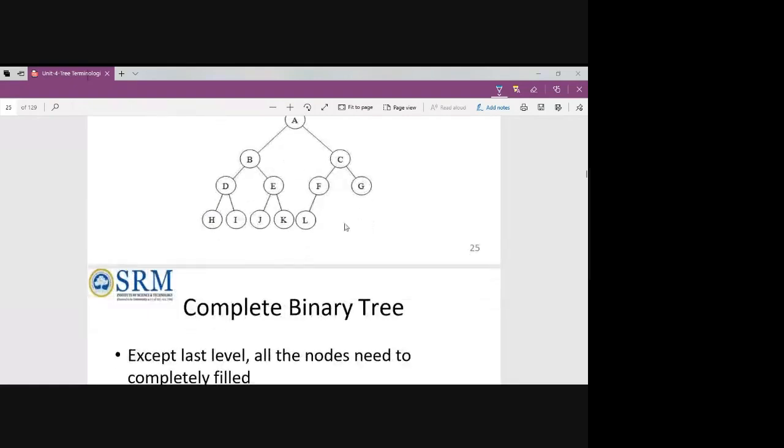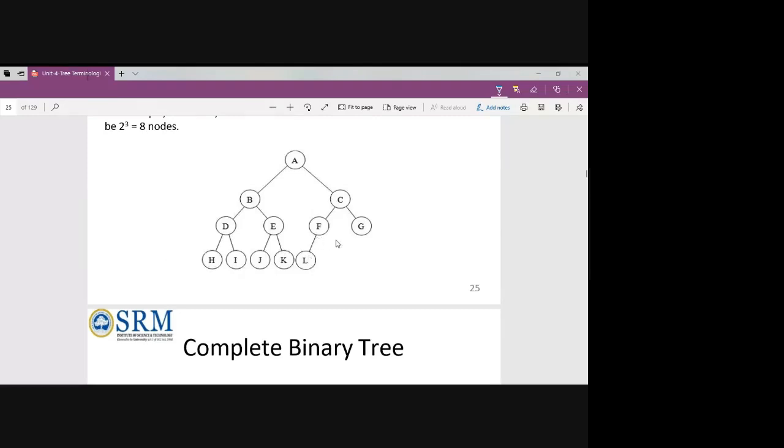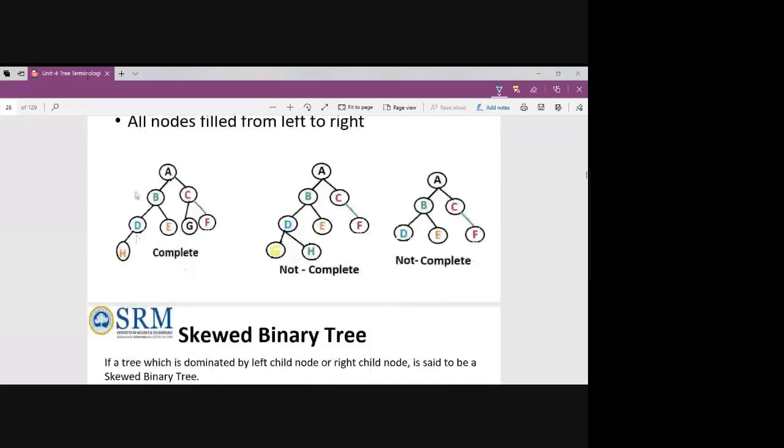But in a complete binary tree it can be like this. It should have two children, or else any one it can have. Either this also is allowed, but if all are in the same level, then it will be a full binary tree. All the nodes, except the last level, need to be completely filled. So this is complete. This is not complete, and here also, you can call it A, B, C, D, E, and this is also not a complete binary tree. So this is a complete binary tree. So this is not a complete binary tree.